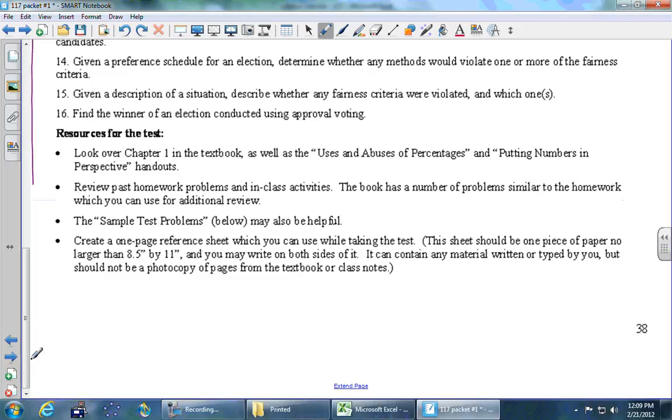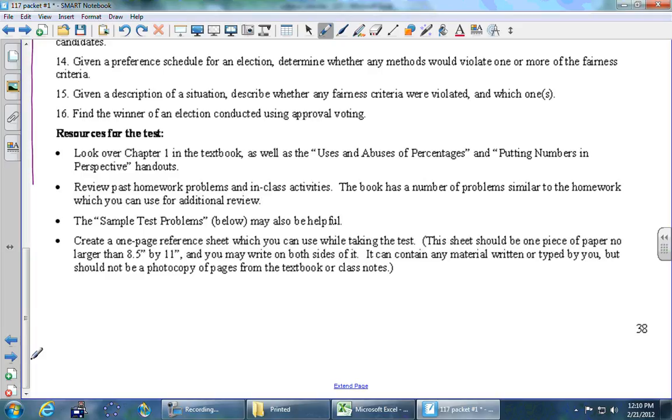Down here at the bottom is a list of resources for the test. How do you go about studying for a test? You've never seen one of my tests before. Well, you're going to look over chapter 1 in the textbook. That's all about the voting stuff. I gave you a couple of photocopied handouts, units 3A and 3B they were called. We've had lots of homework problems and lots of group activities at the ends of classes. And there are also lots of problems in the book that I didn't assign, but there's plenty of practice there. And then there are the sample test problems, which we'll look at.